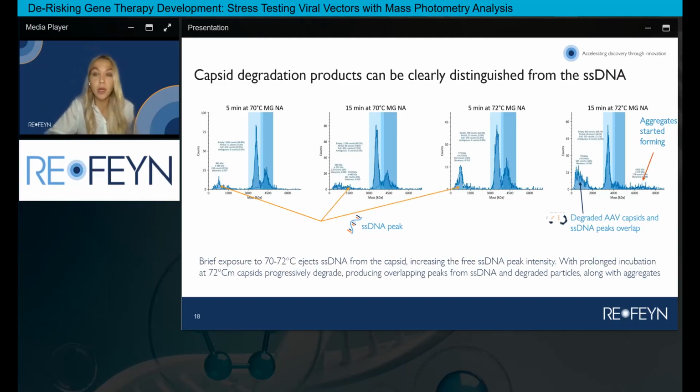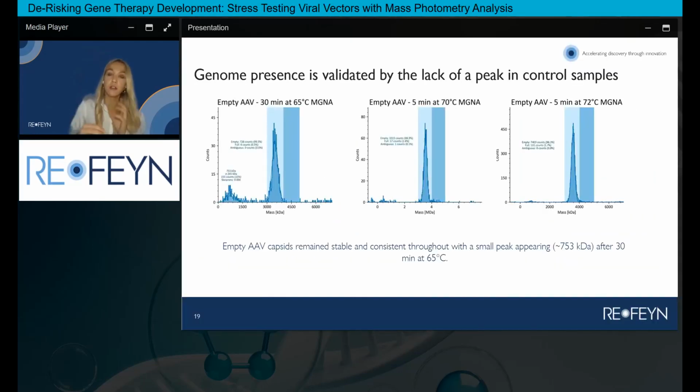So a brief exposure to 70 to 72 degrees ejects that ssDNA from the capsid, and that peak intensity increases with the temperature and with the exposure. But with prolonged incubation, we can see the capsids start progressively degrading, and that peak of single-stranded DNA and degraded particles starts slightly overlapping.